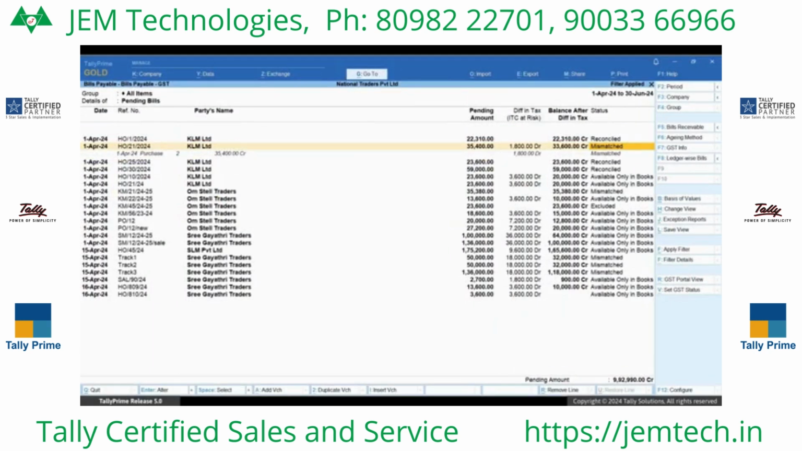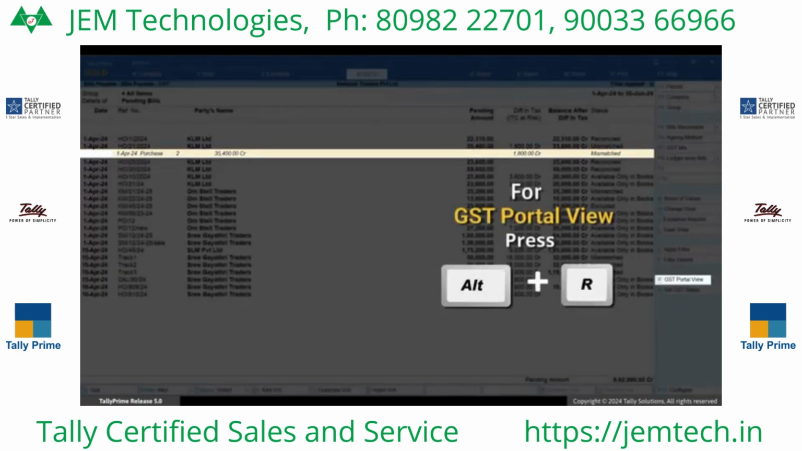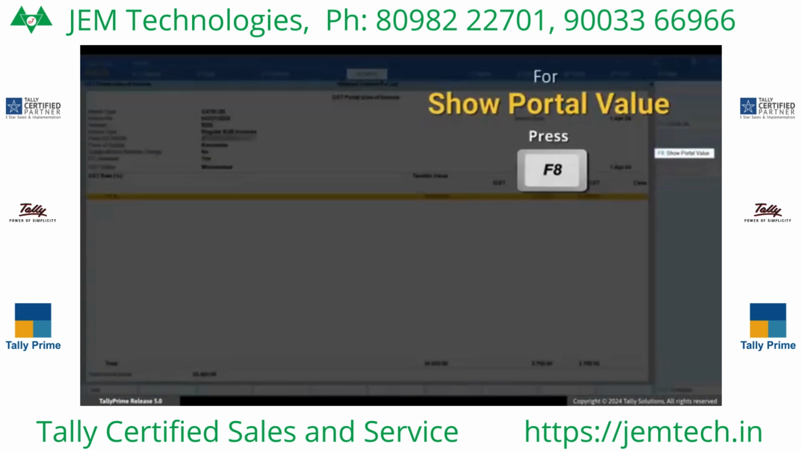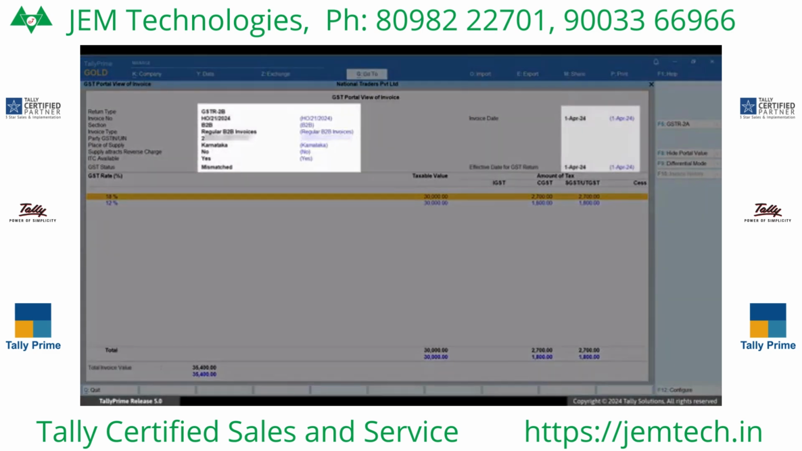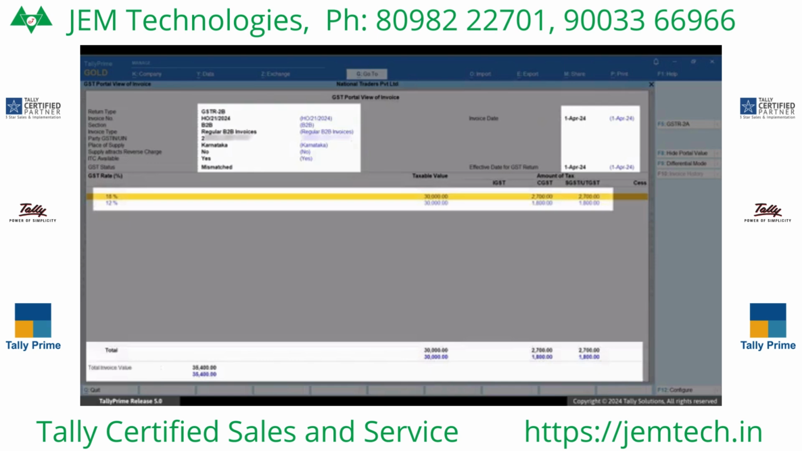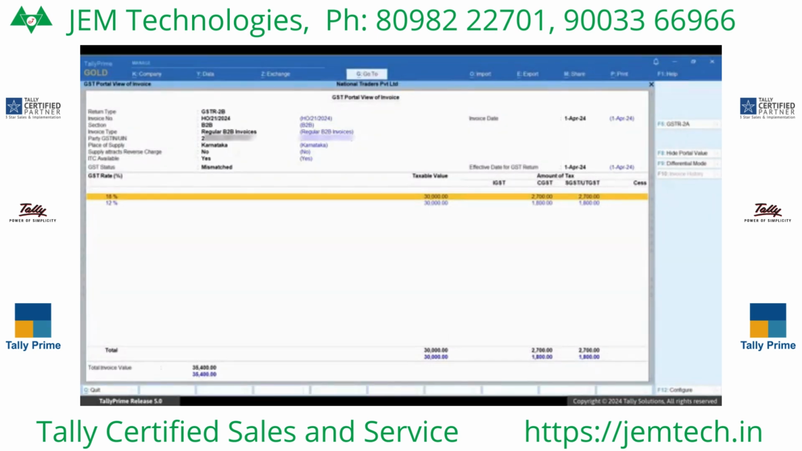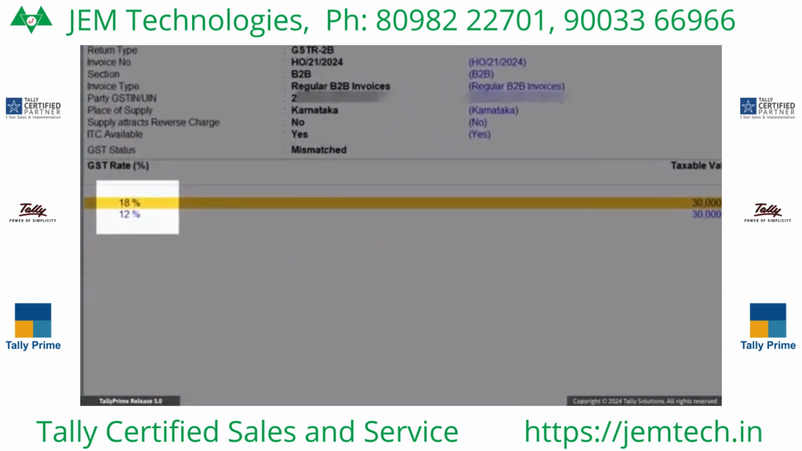Now, if you want to know more about the difference between amounts in books and the downloaded voucher, then go to the GST portal view. Place the cursor on the voucher and press Alt-R. Press F8 to show the portal values. This enables you to view the values in the books and that on the portal. Therefore, you will know the source of mismatch. Moreover, you also get to know the tax type breakup along with the rates and amounts.